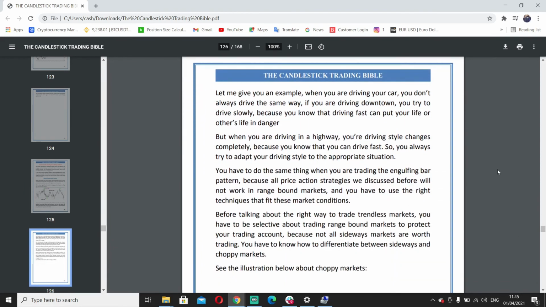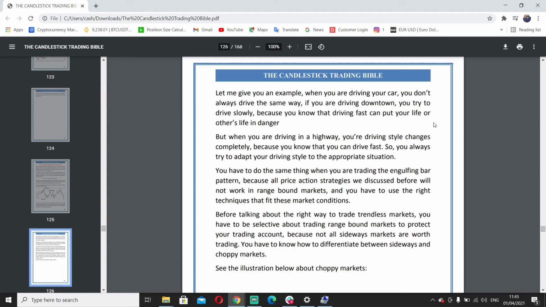When you're driving your car, you don't always drive the same way. If you're driving downtown, you try to drive slowly because you know that driving faster can put your life and other people's lives in danger. But when you're driving on a highway, your driving style changes completely because you know that you can drive fast. So you always try to adapt your driving style to the appropriate situation. You have to do the same thing when you're trading the engulfing bar pattern.